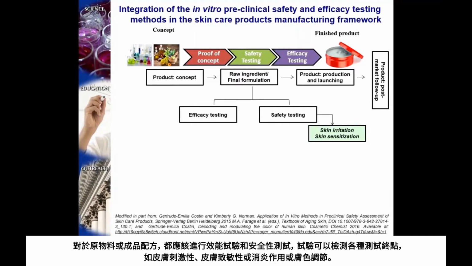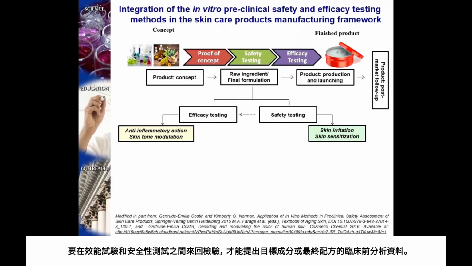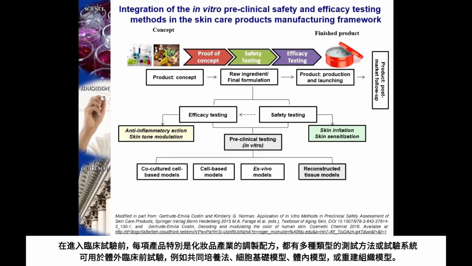The assays that can be used address various endpoints: skin irritation, skin sensitization, anti-inflammatory action, or skin tone modulation. It is a back and forth between the efficacy testing methods and safety testing to provide a preclinical profile of the ingredient of interest or a final formulation. There are multiple types of assays or test systems that can be used to address the preclinical in vitro testing, either using co-cultures, cell-based models, ex vivo models, or reconstructed tissue models.